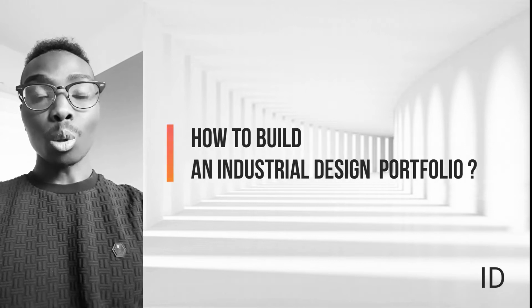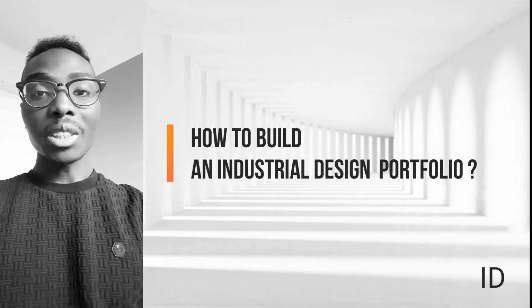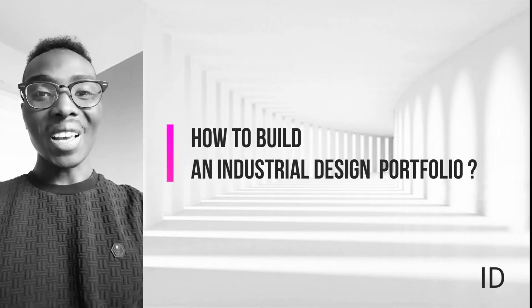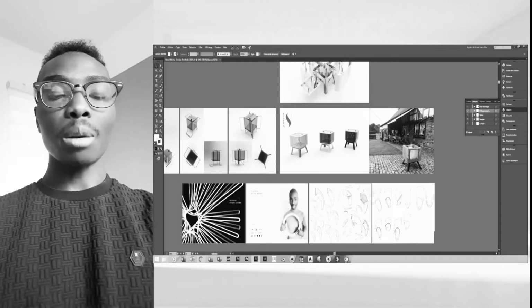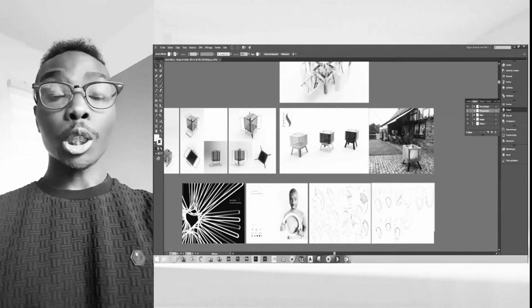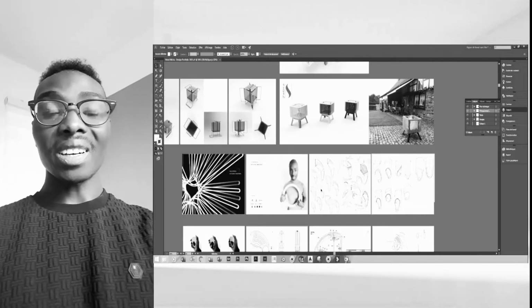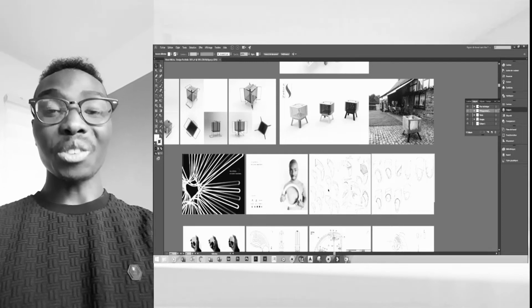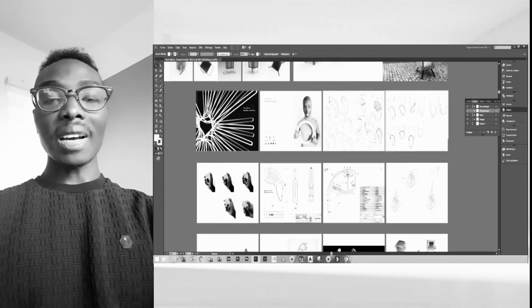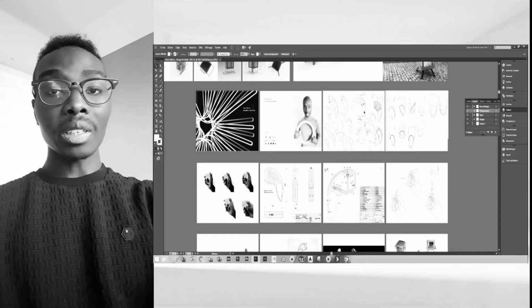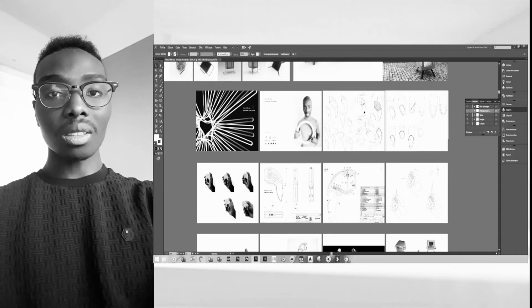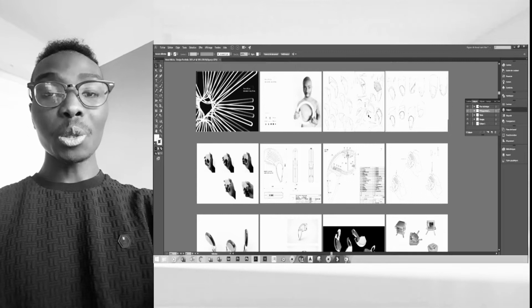Today we are going to talk about how to do an industrial design portfolio. So let's get started. Your design portfolio is like a shop window. Today I'm here to help you, to give you some advice to improve your design portfolio. I'm a graduate in industrial design. Maybe you don't know in which way to start. If you are lost, you are in the good place.